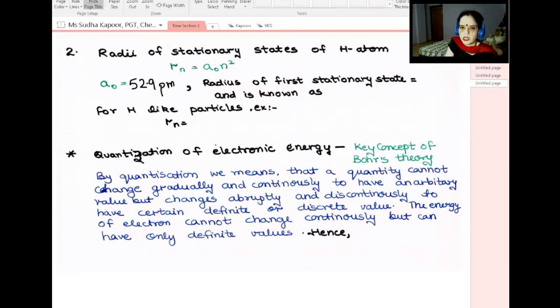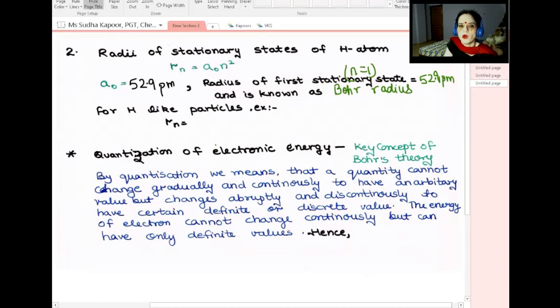Now when we talk about the radius of the first stationary state, that is when n is equal to 1, the value of the radius comes out to be 52.9 picometer, and it is known as the Bohr radius. This is the formula of Bohr radii, and for the first stationary state of Bohr, that is n is equal to 1, the answer is 52.9 picometer and it is known as the Bohr radius. Again the same thing comes: the formula given by Bohr is only for hydrogen.